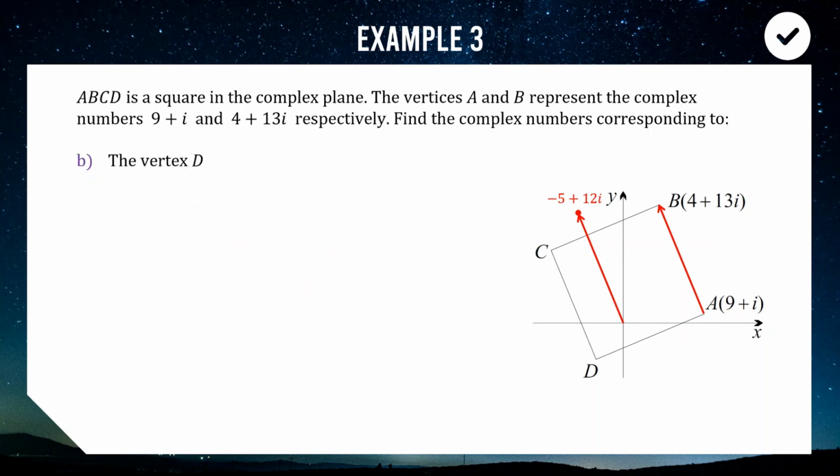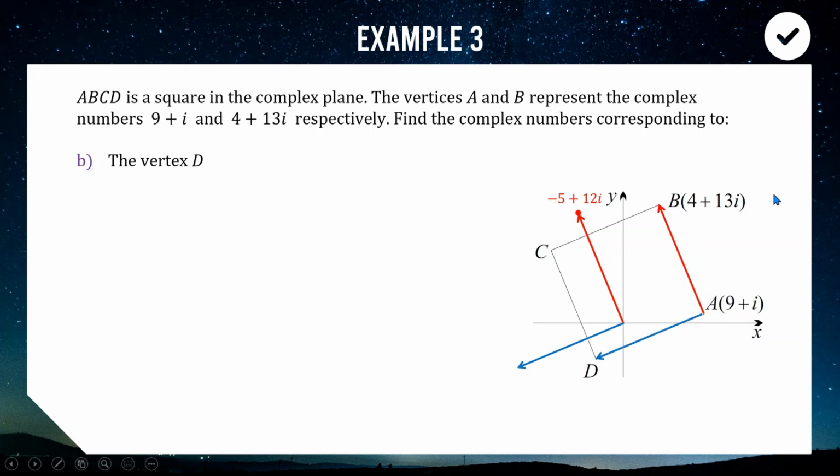Okay, now question B. Find the vertex D. So how are we going to use this vector to get the complex number D? Hopefully, once again, you're recognizing that we have a 90-degree rotation because conveniently, once again, we have a square. So if we take this vector right here from A to B, if we rotate it by 90 degrees, it's going to be pointing from A to D. So the way we're going to do that is we'll take this vector, and we're going to multiply it by i.